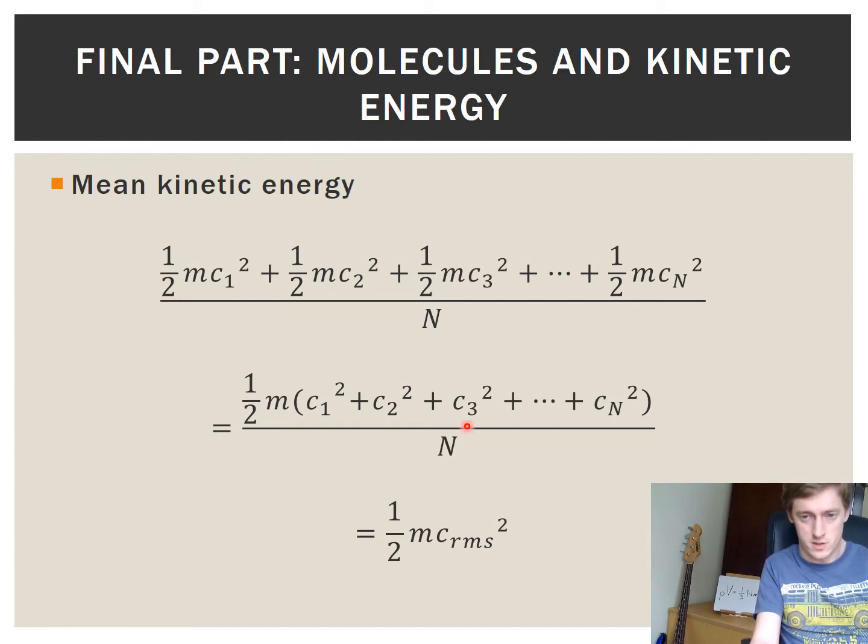And you'll notice we can take the m out of that, and you'll notice that this is c1 squared plus c2 squared plus c3 squared, etc. And then divided by n, which is the same as c_RMS squared. So that gives us the equation for the mean kinetic energy: a half m c_RMS squared.